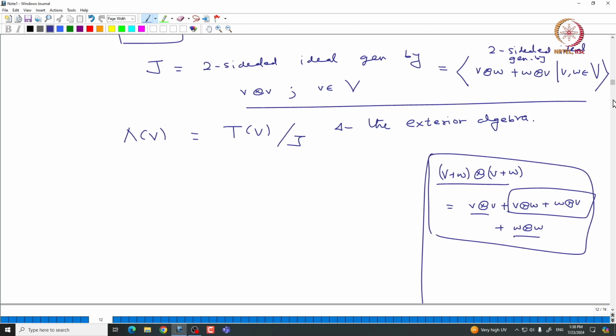Using this identity, one can observe that these two ideals are the same. There is no difficulty, and it is easy to see that these are graded elements. So J is indeed a graded ideal, which means the algebra that we are going to get is a graded algebra.